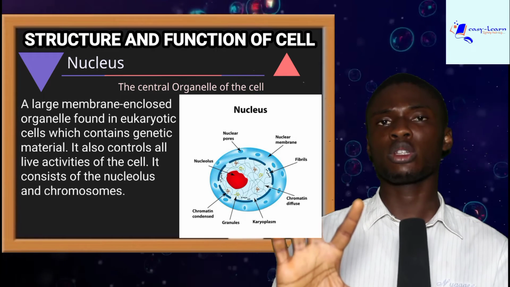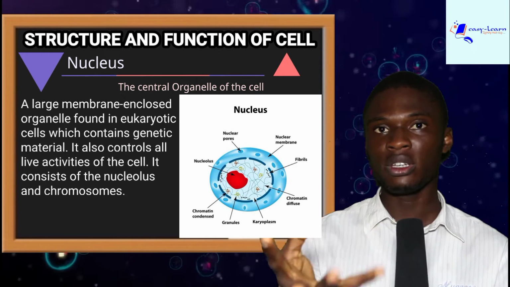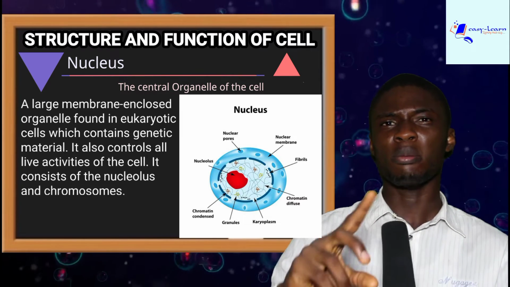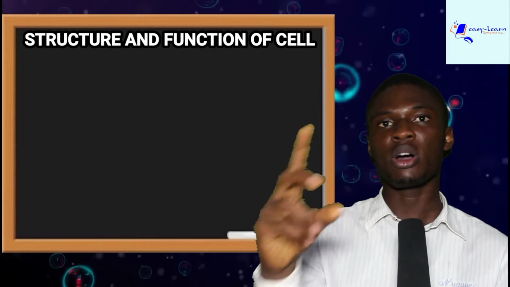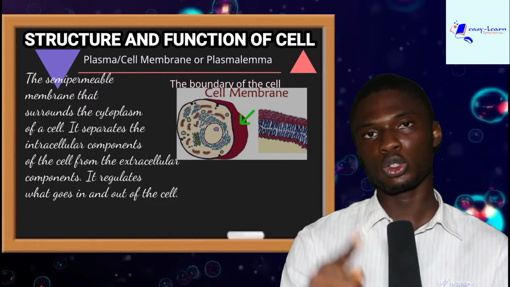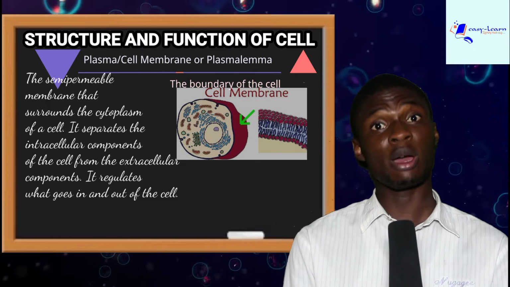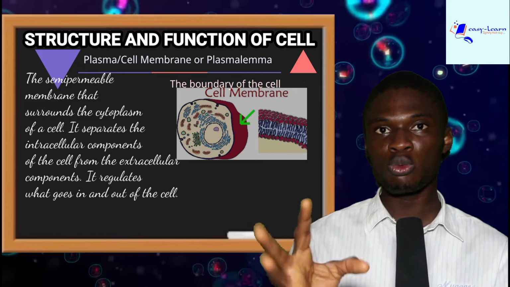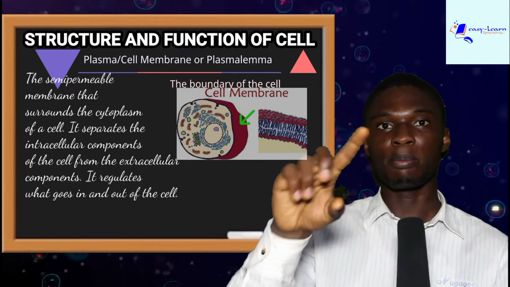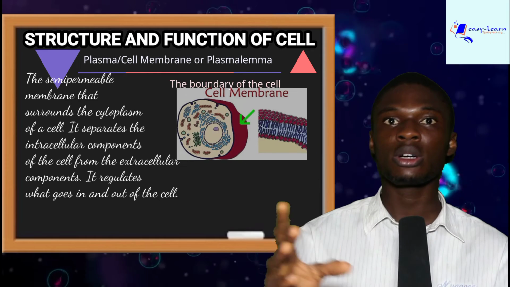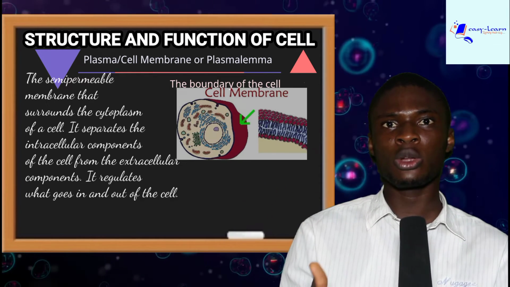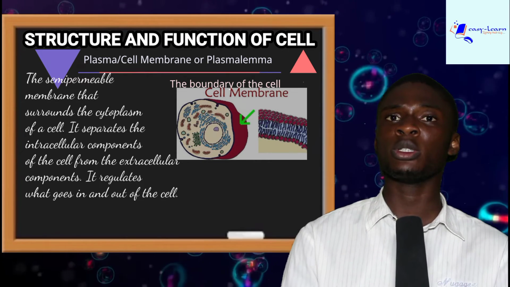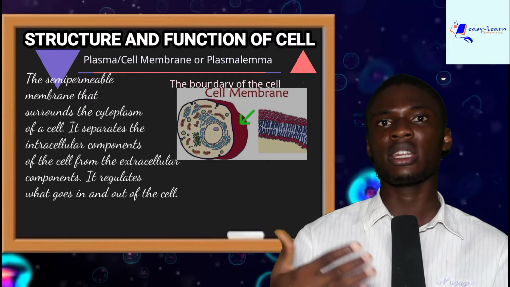Now, I've talked about the total components of the living components in the cell. What about the boundary of the cell? The cell is bounded by a double membrane structure known as the cell membrane, or the plasma membrane, or the plasmalemma. What's the cell membrane? The cell membrane is a double membrane organelle that bounds the cell. It acts as the boundary of the cell. It differentiates the intracellular and the extracellular components, and it also acts as a semi-permeable membrane that determines what goes in and out of the cell.